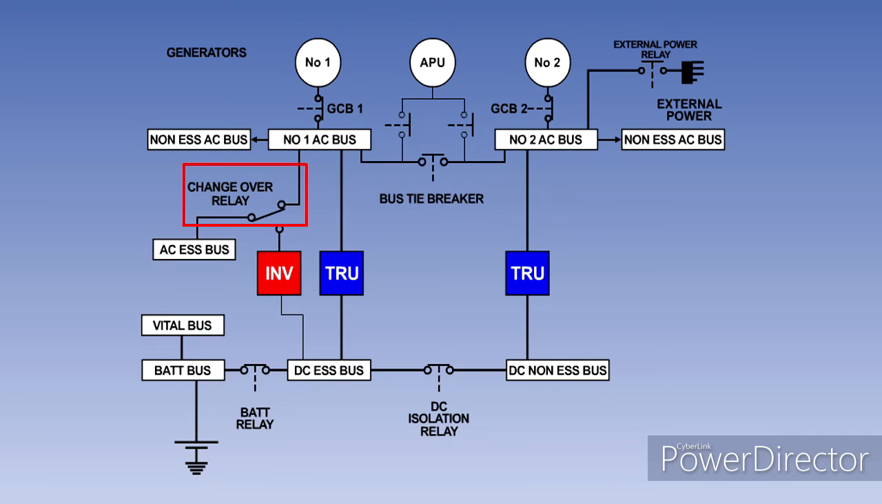The essential AC bus bar will be supplied from number 1 AC bus bar. The DC essential and non-essential bus bars will be joined together by the closed contacts of the DC isolation relay. The battery relay contacts will be closed, connecting the battery to the DC essential bus bar. The battery will be supplying both the battery bus bar and the vital bus bar.